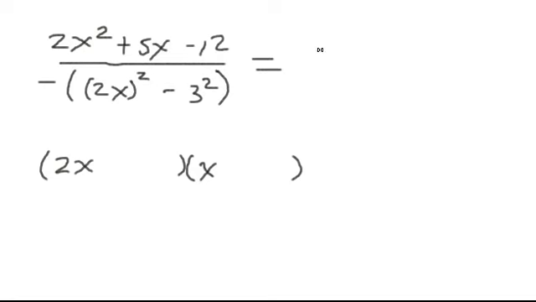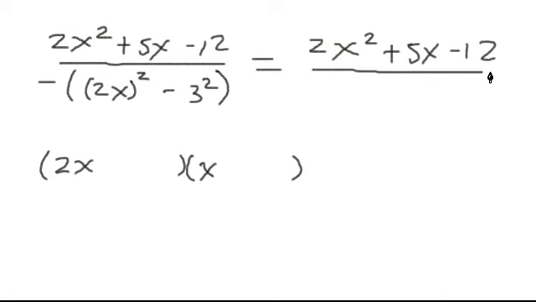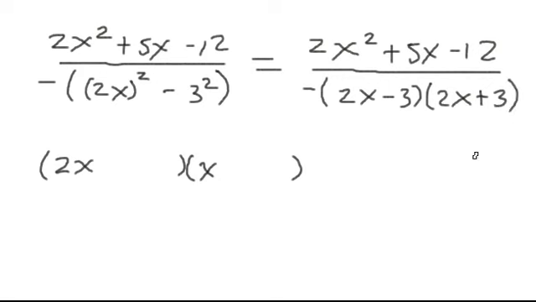Maybe we should go ahead and factor that bottom out because it gives us clues of what we're doing here. I have a negative, keeping the negative out here, start of parentheses. So this is the difference of two squares. So this is going to be 2x minus 3 times 2x plus 3.